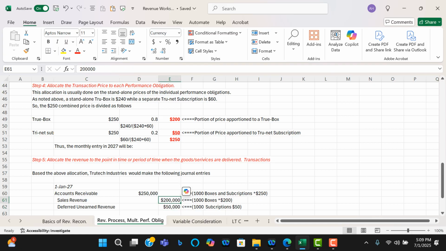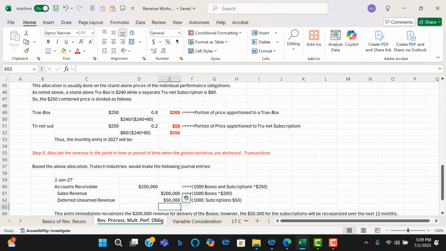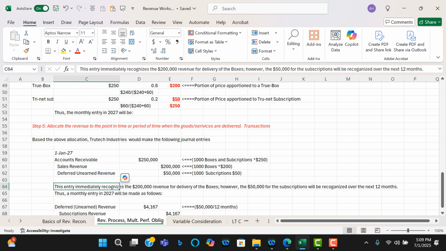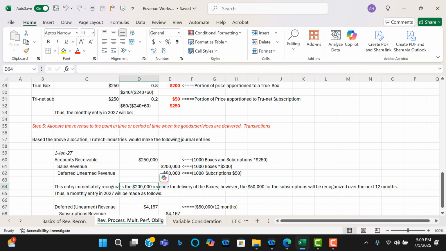You can recognize 200,000 because the box has been delivered. This 50,000 has got to be spread out over the next 12 months, assuming people buy these things quickly, and then they take delivery. They play out over the next 12 months very quickly. Okay, this entry immediately recognizes the $200,000 delivery for the boxes. However, the $50,000 subscriptions will be recognized over the next 12 months.